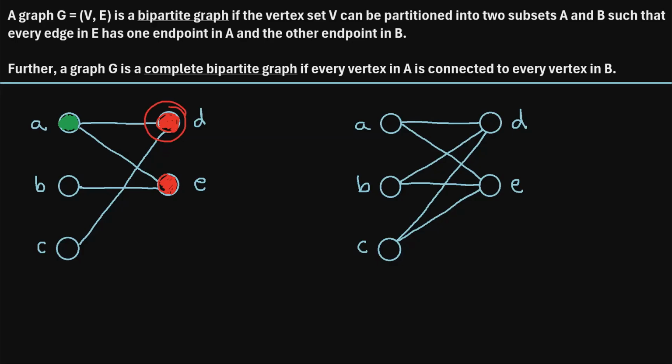So if we consider vertex D, it's adjacent to vertex A and vertex C. So both A and C need to be different colors than D. So we can see that A is already green, so we need to color C green as well so that it's not matching this red color of D. So we'll go ahead and color C using a green color.